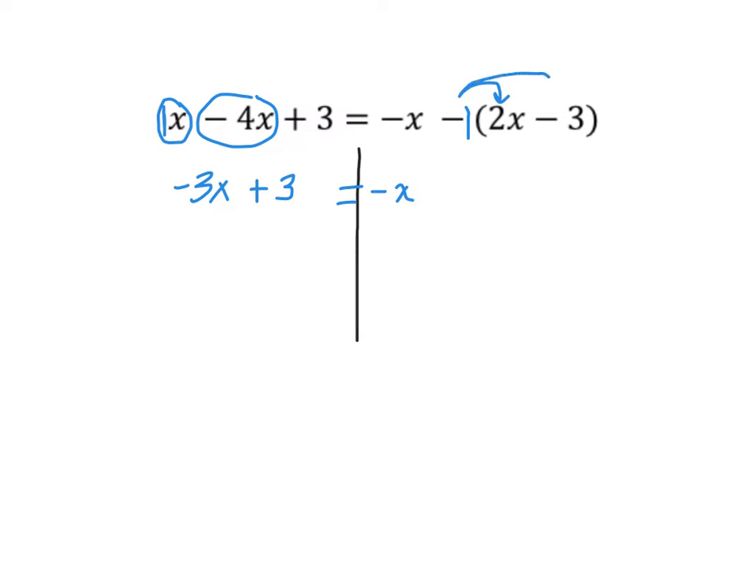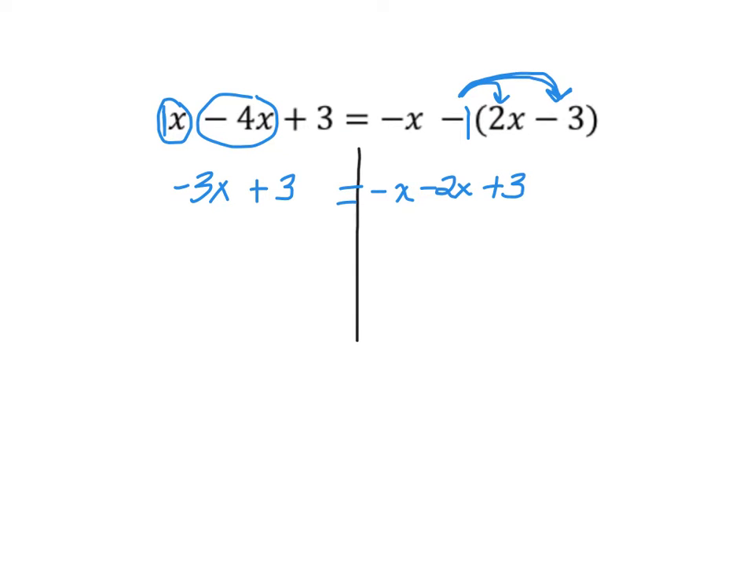This is where we have to be so careful of our signs. It's not just a positive 1, it's a minus or a negative 1. So negative 1 times 2x is going to be a negative 2x, and this is where we have to be super careful. A negative 1, this 3 is like a negative 3, and a negative times a negative is a positive. So it's going to be a plus 3.